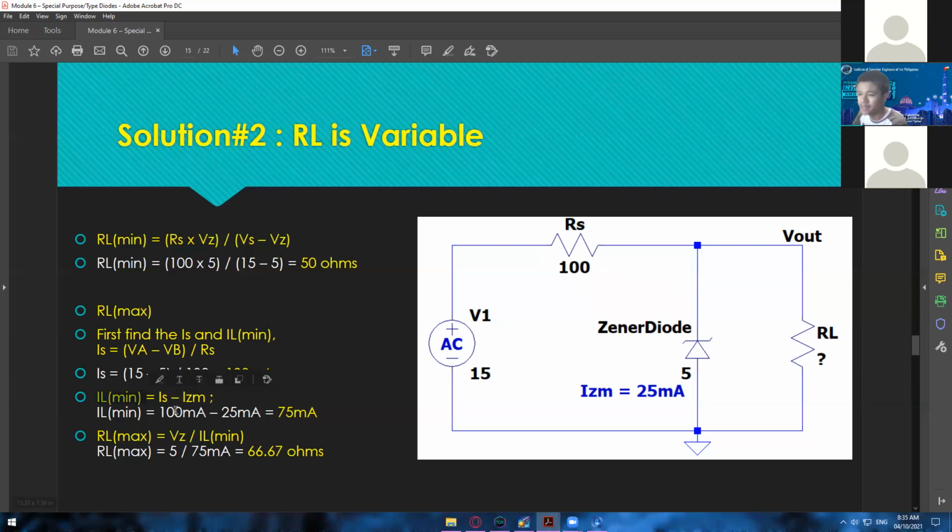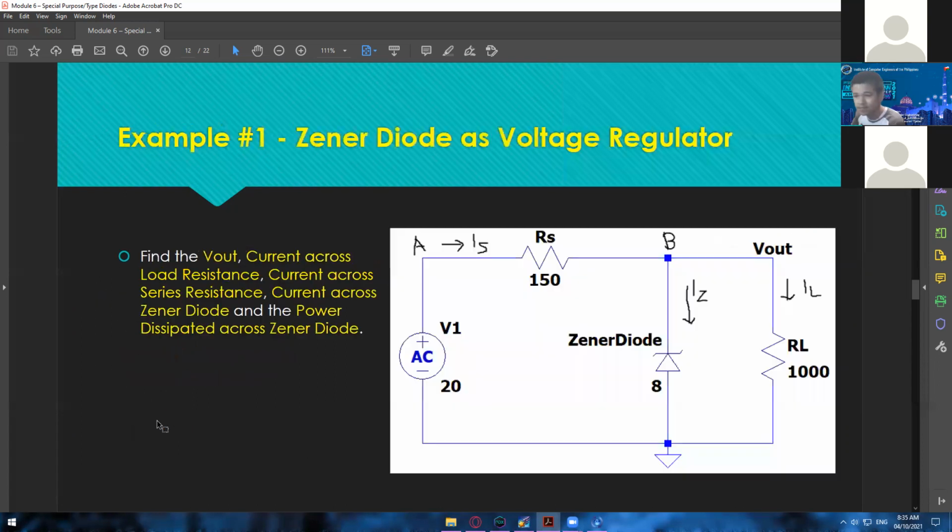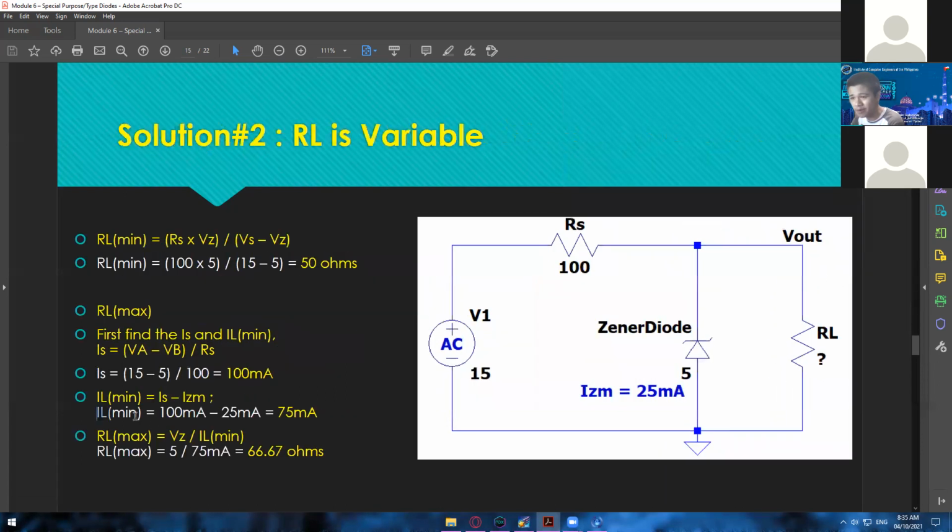And then for the IL min, we have this formula. This one came from IS is equal to IL plus IZM, or this one right here, which came from the formula IS is equal to IZ plus IL. But since we're looking for the IL, just transpose this IZ to the other side. That is why we have this formula now: IL is equal to IS minus IZM. Just substitute everything, 100 milliamps minus 25 milliamps, and we now have the result of 75 milliamps.